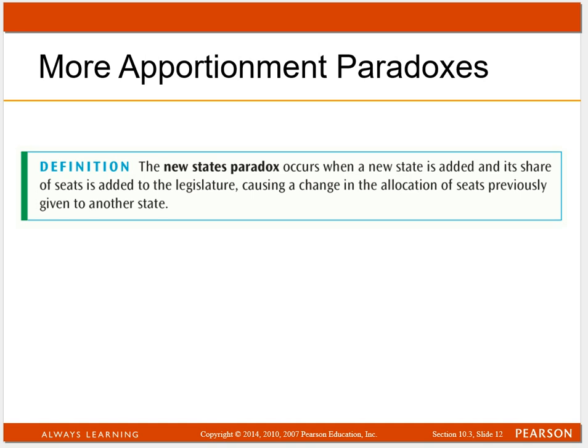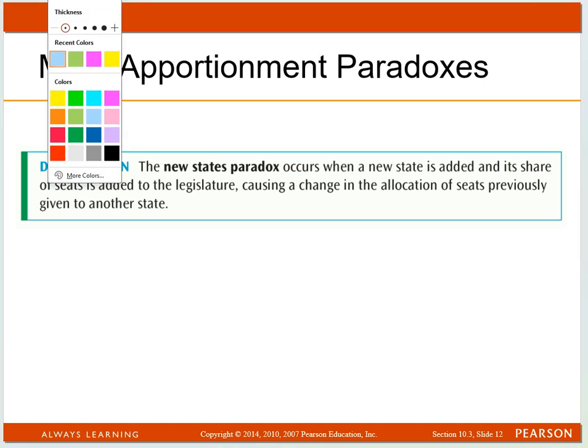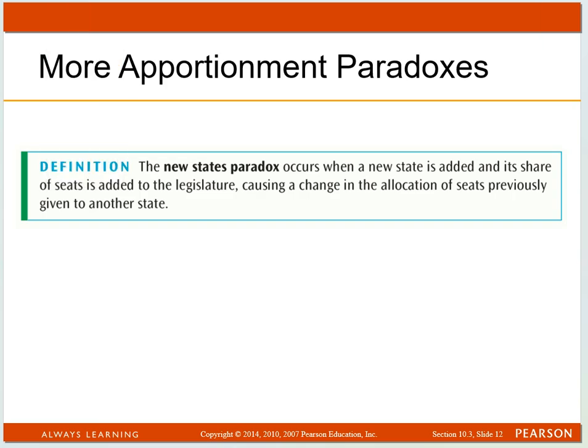Another paradox. And this one is called the new states paradox. This occurs when a new state is added and its share of seats is added to the legislature, causing a change in the allocation of seats previously given to another state. So, an example of this.